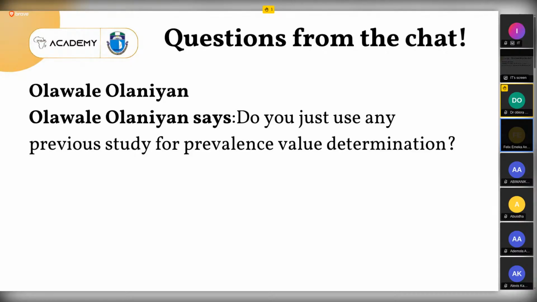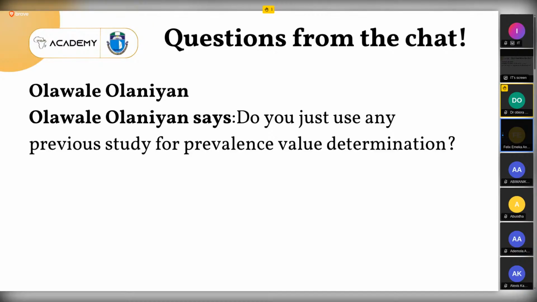Yeah. Do you just use any previous study for prevalence value determination? Yes, as long as that previous study is not older than 10 years. I'm sorry, I forgot to mention that. Thank you for bringing that out, Olawale. You can use any previous study as long as that prevalence is measuring the outcome that you're also measuring. You can't be measuring malaria and you're looking for prevalence in fibroid. Of course, it's not going to match.